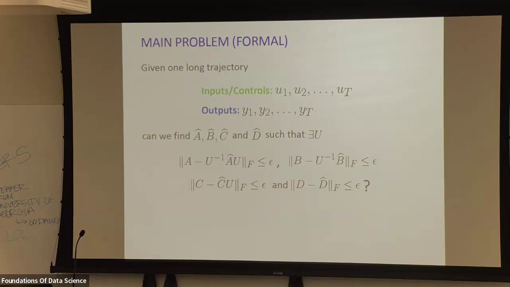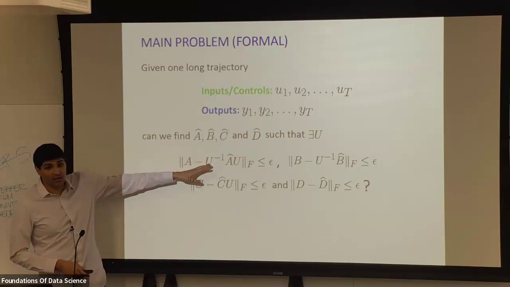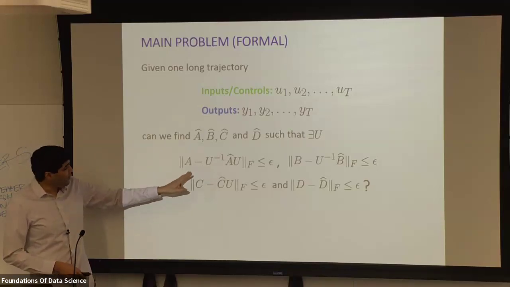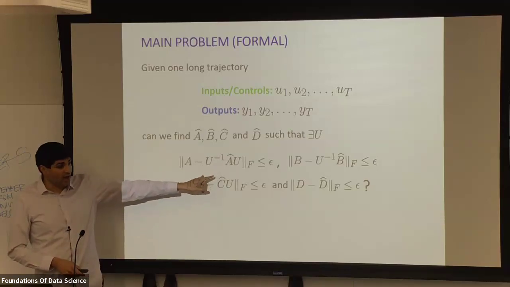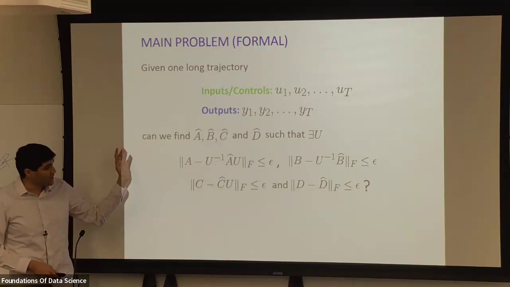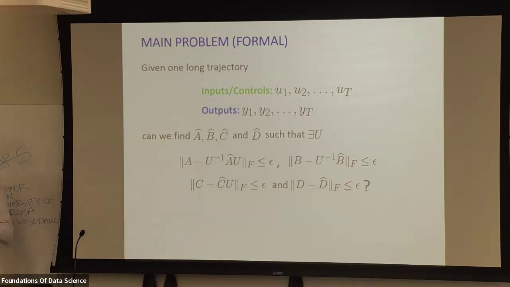So here's my formal problem. I'm given one long trajectory with the sequence of inputs and outputs, and I want to find A hat, B hat, C hat, and D hat, such that there exists a transformation U, so that after that transformation, A and A hat are close in Frobenius norm, they're at most epsilon off, and the same for B, C, and D. So this is my formal problem. Any questions so far?